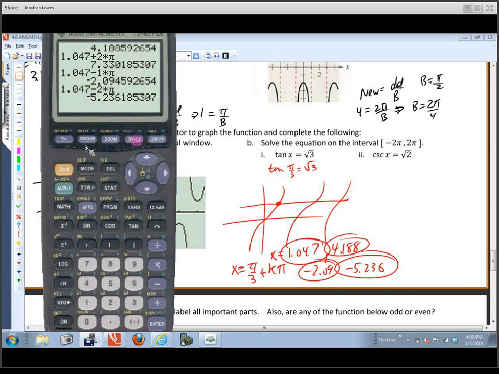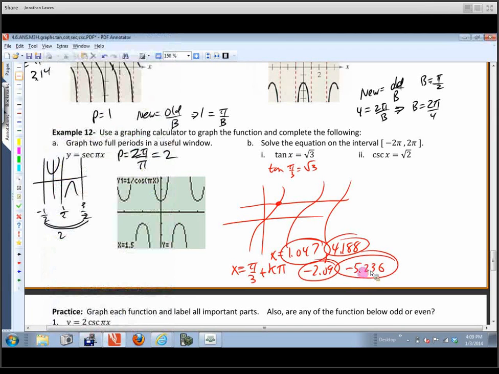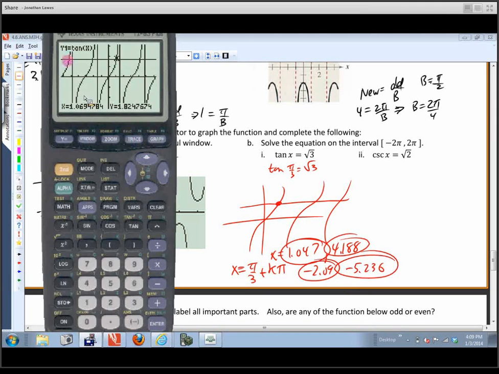Now, just to kind of belabor the point, let's go to the graph, and I hit trace. Now, this point right here, negative 5.23, that ought to be that one right there. So I'm in trace mode. I'm going to type in negative 5.236. Now, if we're right, this should jump right on that point right there. Let's hit enter, and there we go. So we're pretty convinced that those are correct.